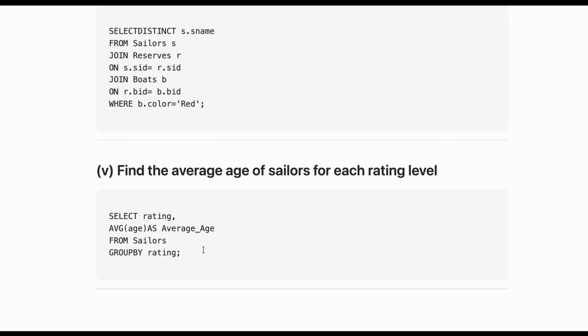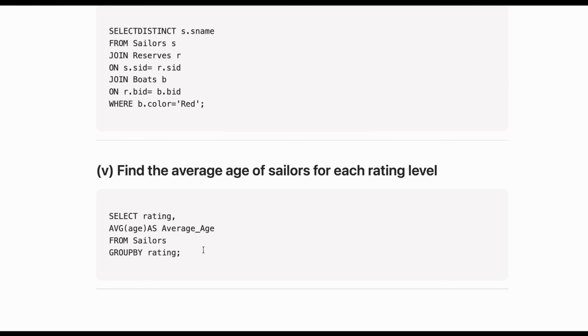So for serializability schedule questions, always remember these steps. First, find all conflicting operations. Second, draw the precedence graph. Then third, check for a cycle. If there is a cycle, the schedule is not serializable. If there is no cycle, the schedule is conflict serializable.